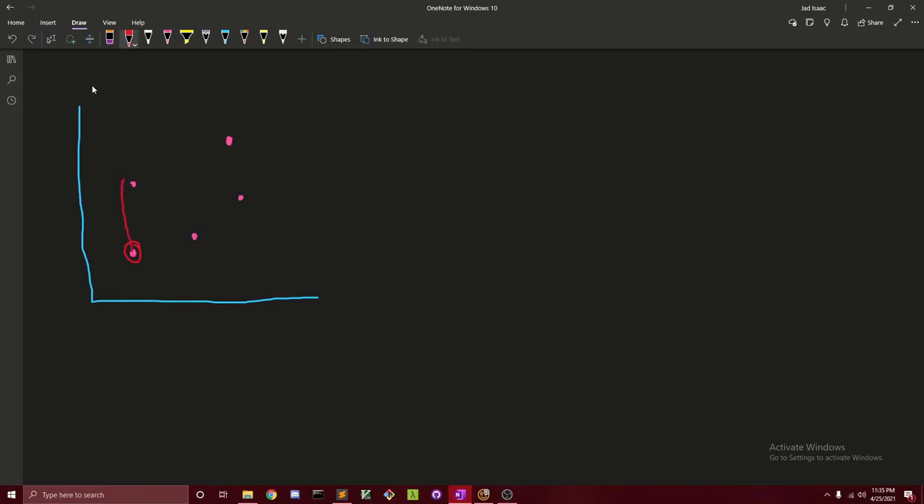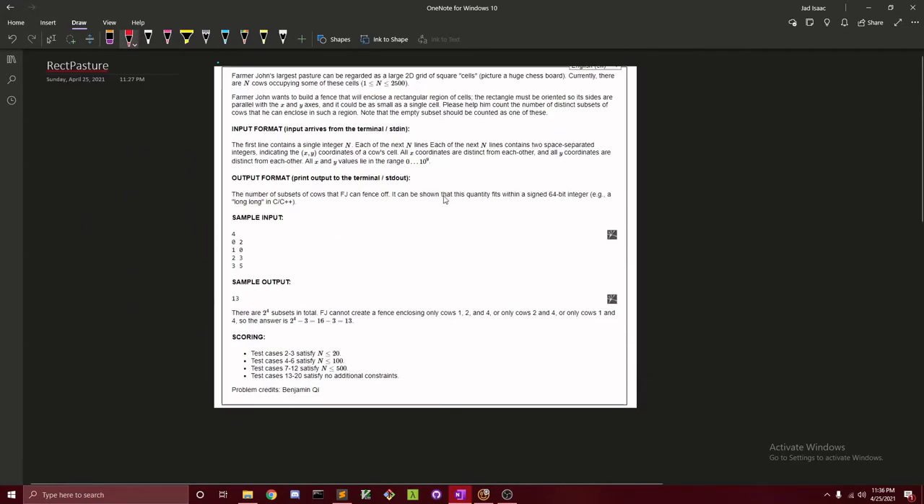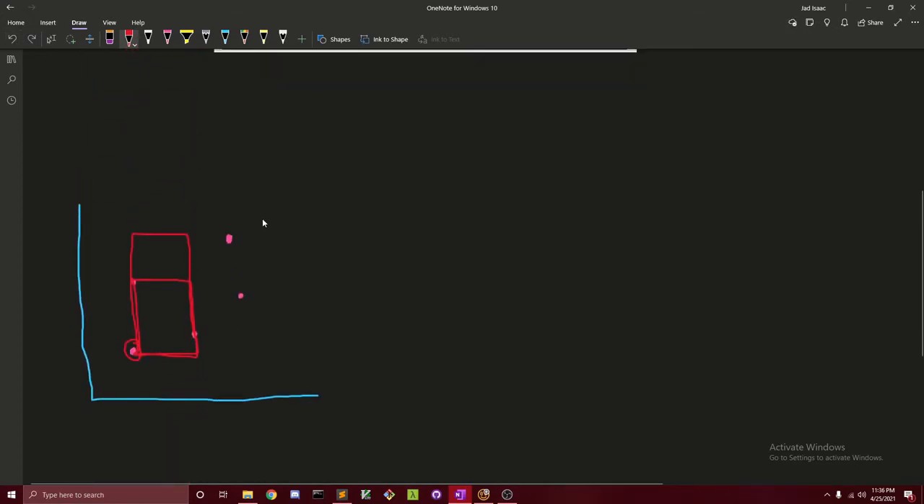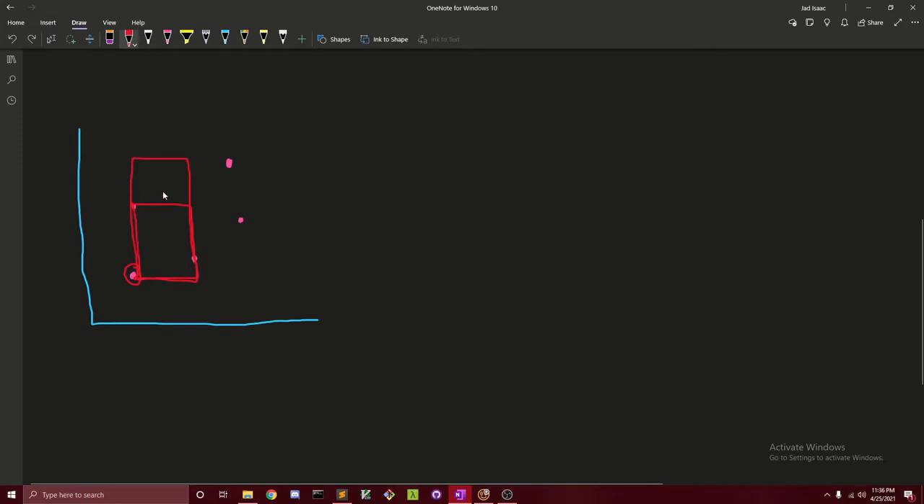As I said earlier, this is a subset. This one, though, still matches the criteria. It's parallel to the x and y axes, and it doesn't actually need to pass through points, because I'm pretty sure they said that empty subsets are counted. So it matches the criteria. The only problem is that it's not distinct from this earlier subset because it contains the exact same cows, or points, however you want to call them.